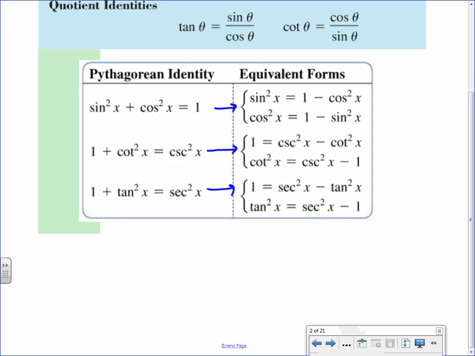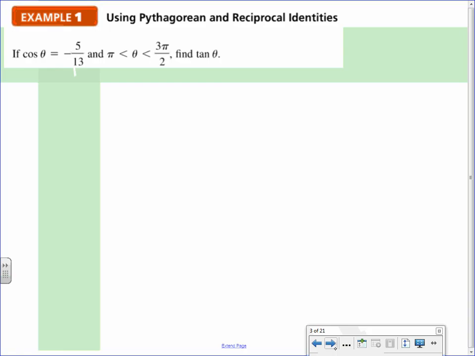Got it? All right. First few problems we're going to do with these. We did something like this in the last chapter where you're given one trig value and you need to use identities to find other trig values.